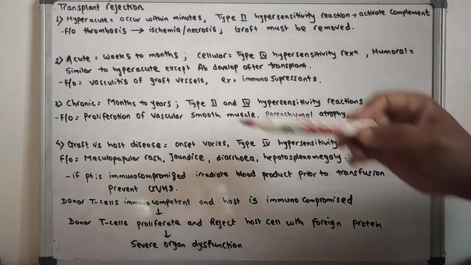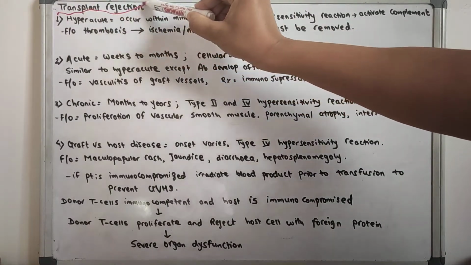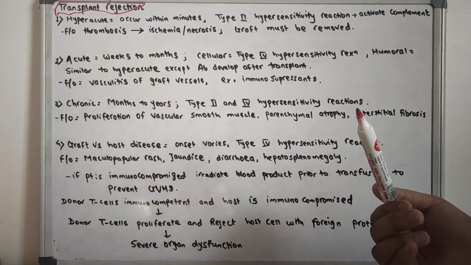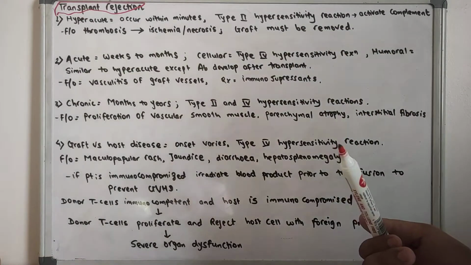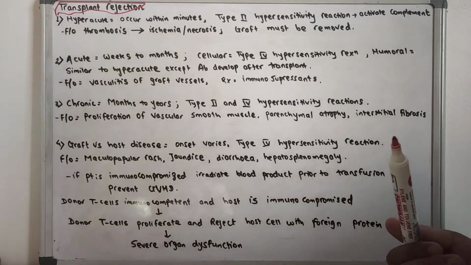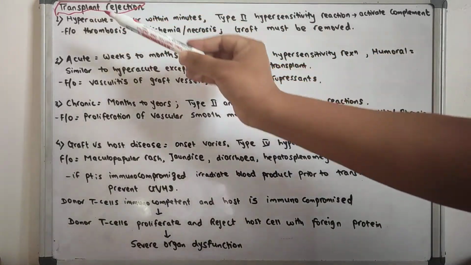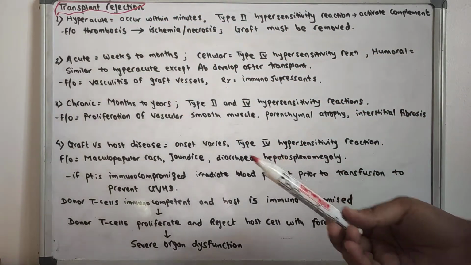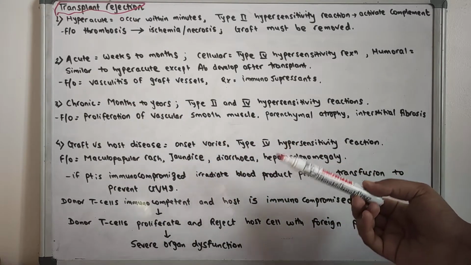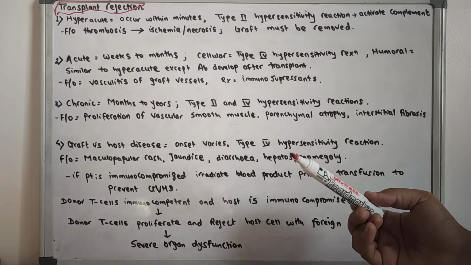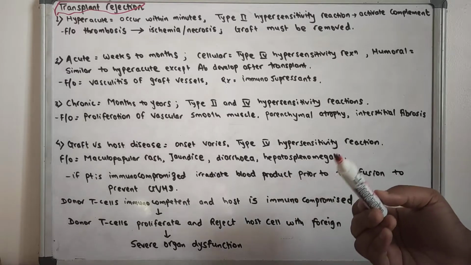So in this video we will talk about transplant rejection. There are various types of transplant rejection we are going to talk about in this video. Those are hyperacute transplant rejection, acute transplant rejection, chronic, and graft versus host disease. So these are the four types of transplant rejection we are going to talk about in this video.